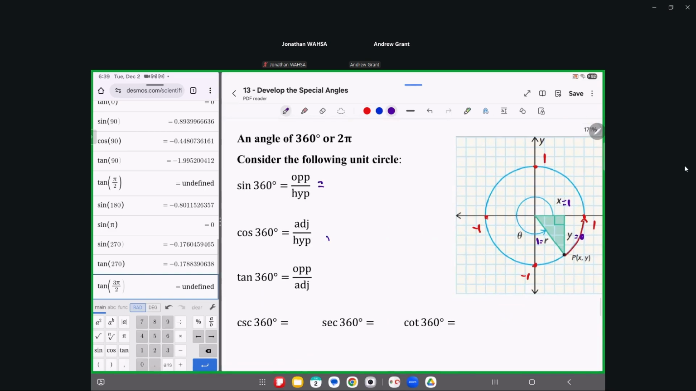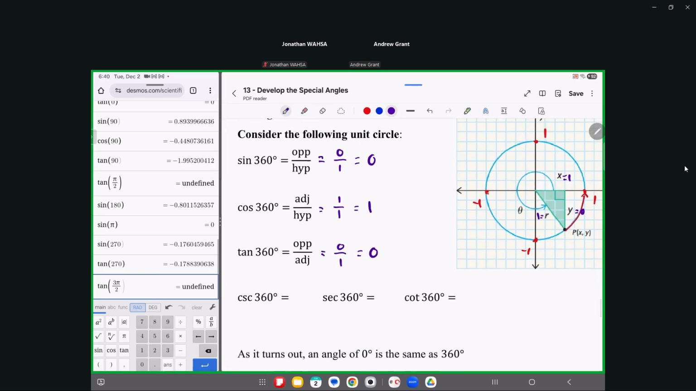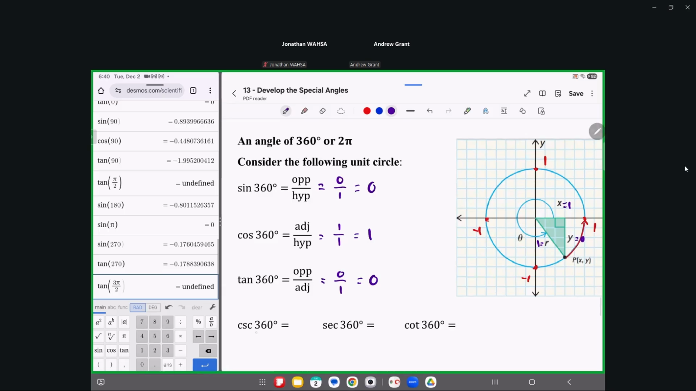So sine of 360 degrees will be equal to the opposite over hypotenuse, which will be 0 over 1, which is 0. Cos of 360 will be the adjacent over hypotenuse, which will be 1 over 1, which is 1. Tan of 360 will be the opposite over adjacent. So that's going to be 0 over 1, which is 0. These things happen.